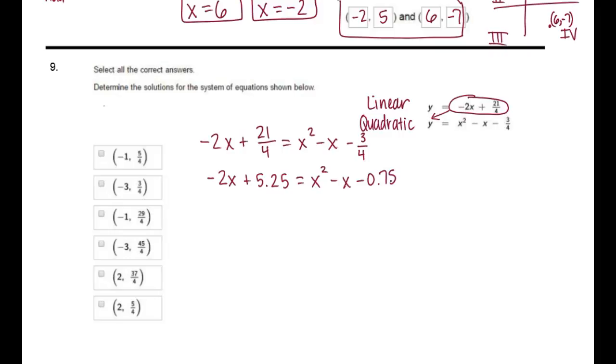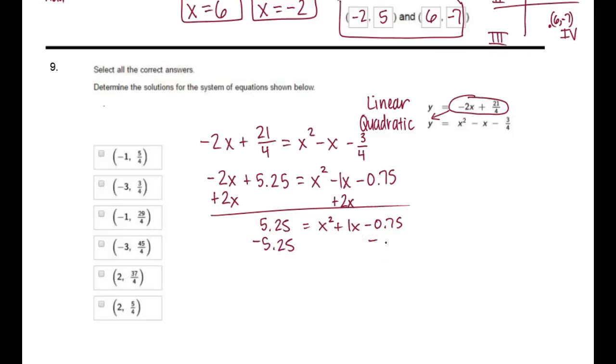Now I want to get everything on one side of the equation. I want to set it equal to 0, so that means I want to do opposite operations like I did before. So I'm going to add 2x to negative 1x, and that gives me positive 1x. And I'm going to now subtract 5.25 from negative 0.75, since those are like terms. So now the equation that I have when I combine like terms is 0 equals x squared plus 1x minus 6.